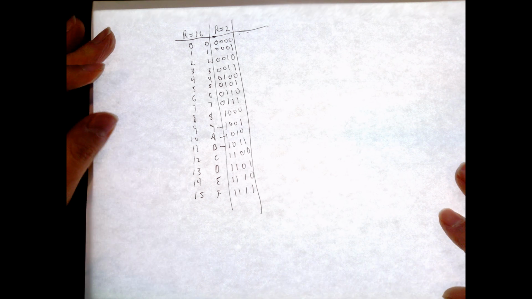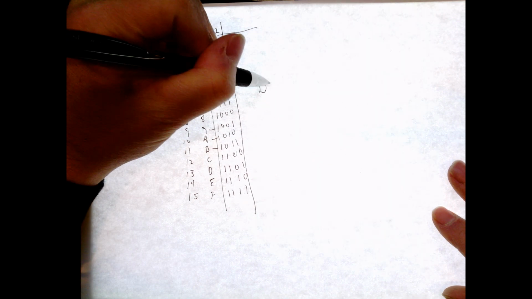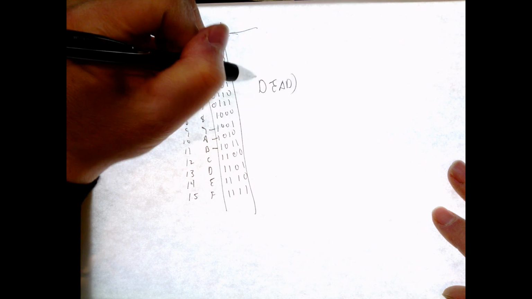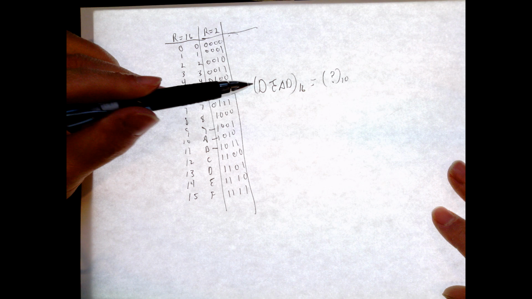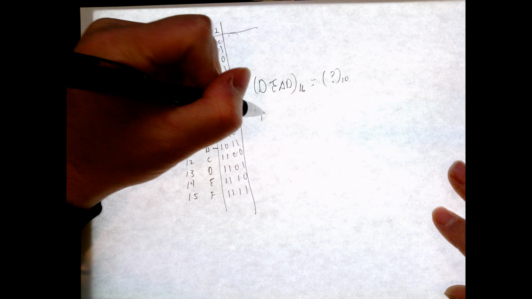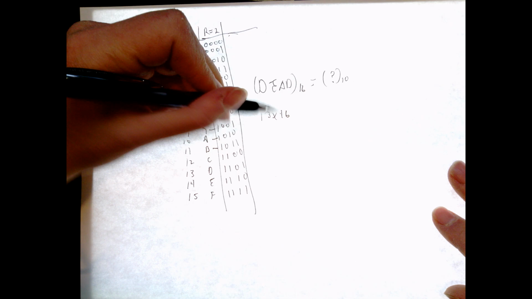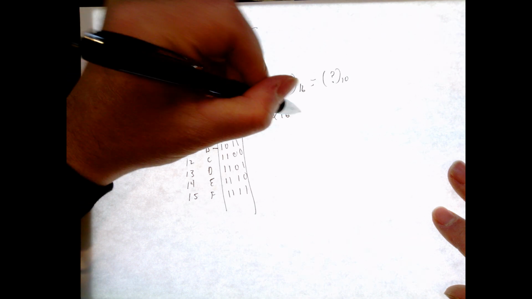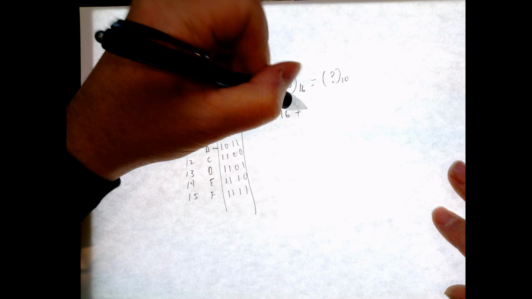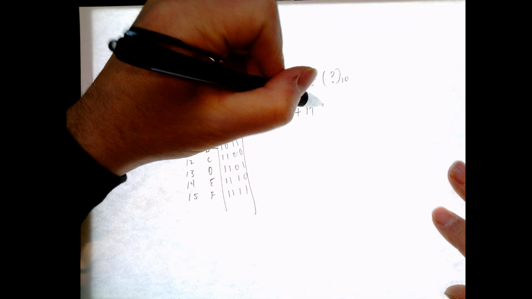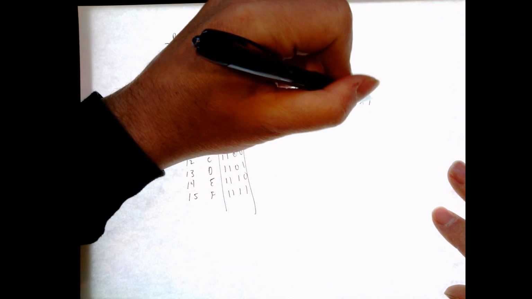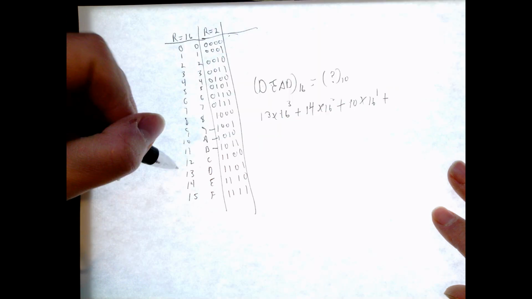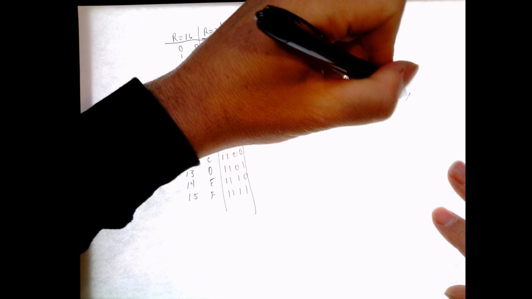So now you can spell numbers. D, E, A, D. Base 16 must be equal to what value in base 10? Using positional notation, we can look up D, and we see it's a 13 times 16, because that's the new base, to the 0, 1, 2, 3, that's your position. Then there's E, E is 14, times 16 to the 2, plus A, which is 10, times 16 to the 1, plus D, which is 13, times 16 to the 0.